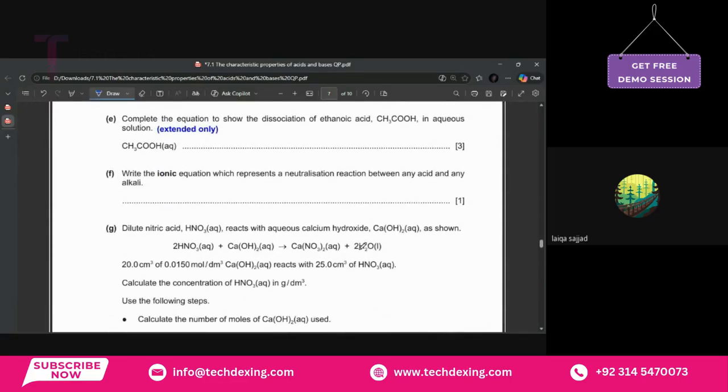Okay, then we are given: complete the equation to show the dissociation of ethanoic acid in aqueous solution. You have to just show the dissociation of its ions. What would be the ions that we will get by the dissociation of ethanoic acid?